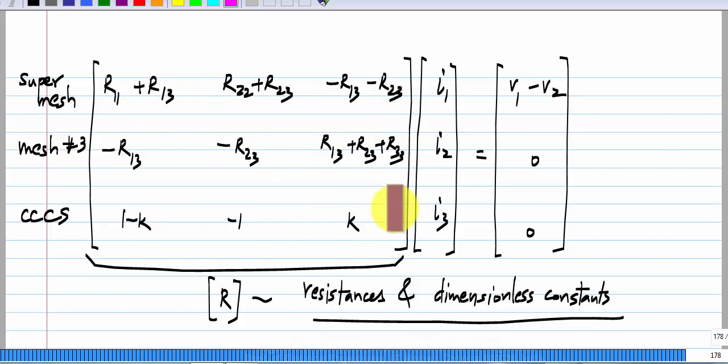As I mentioned earlier, this is analogous to the case of nodal analysis with a voltage controlled voltage source. So please go back and look at that case and understand the similarities between these two.